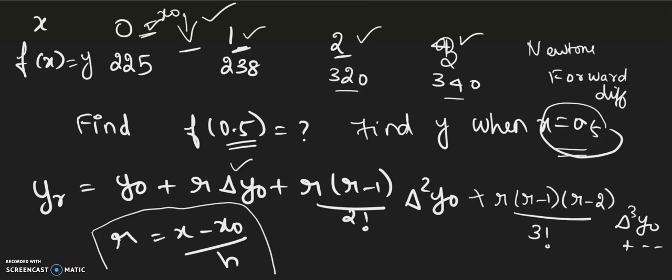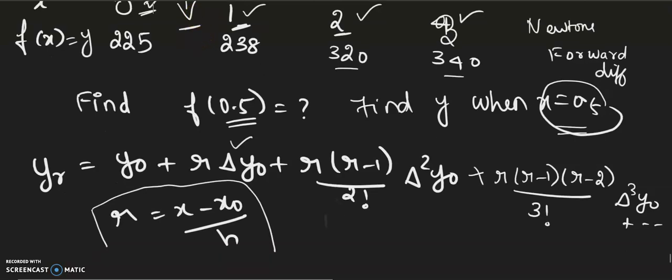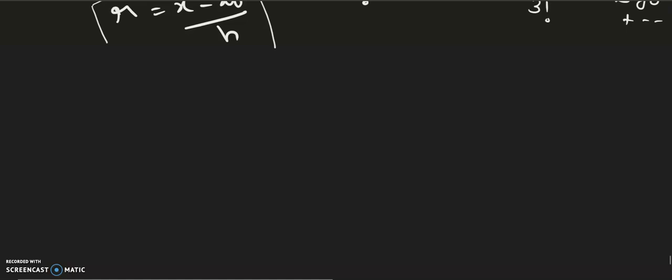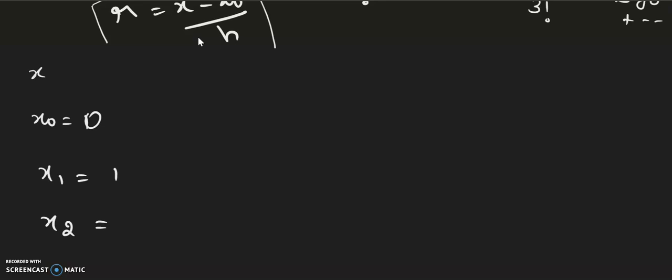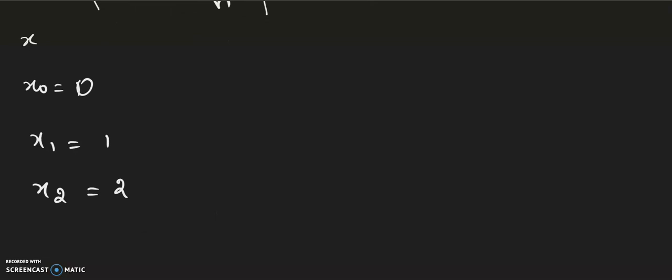X naught is 0. Now let us form the tabular column. Let me first write the x values. So x naught is the first value, that is 0. x1 is the second value, that is 1. x2 is the third value, that is 2. And finally we have x3 as 3. So I have written all the x values.